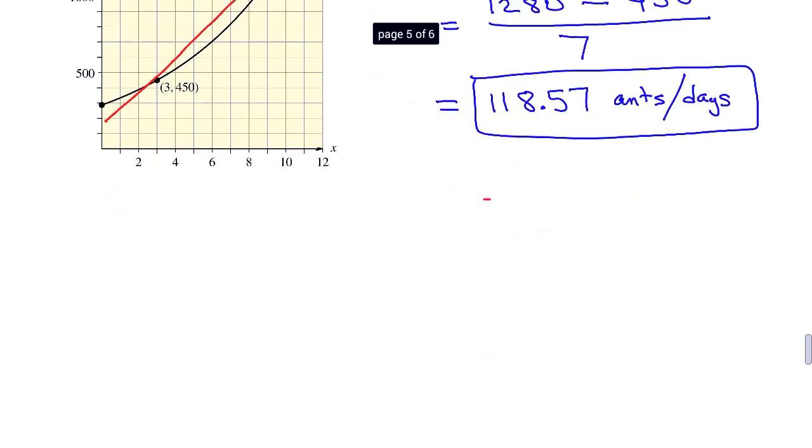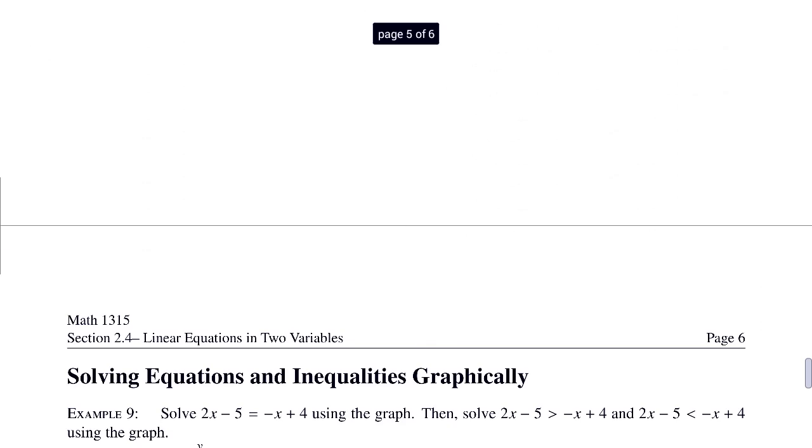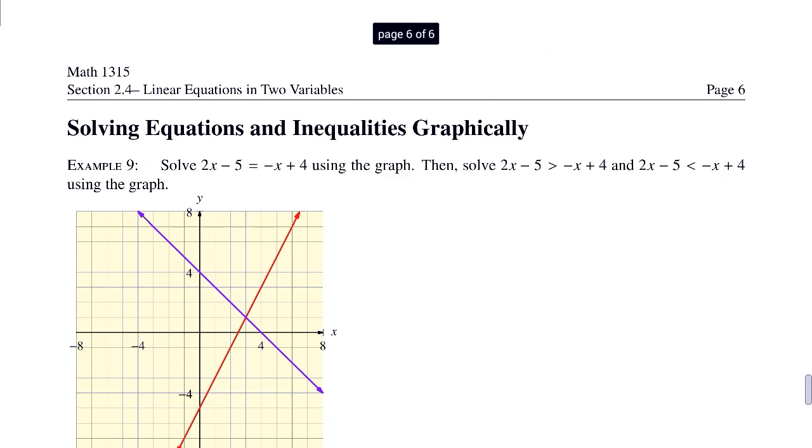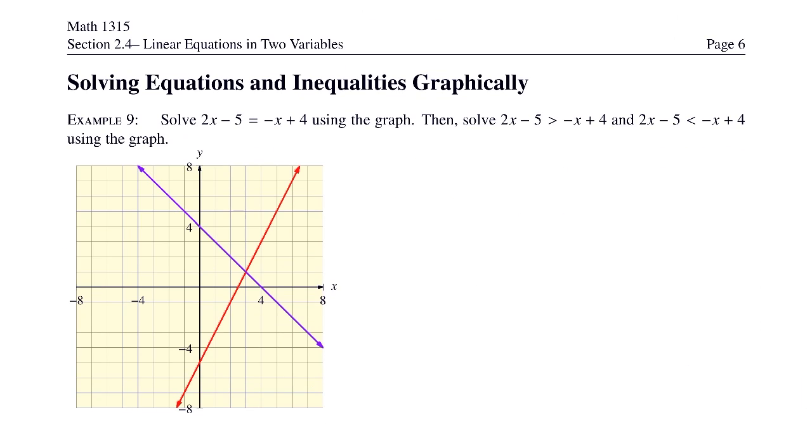Finally, let's look at solving equations and inequalities graphically. Example 9. Solve 2x minus 5 is equal to negative x plus 4, and then solve 2x minus 5 is greater than negative x plus 4, and 2x minus 5 is less than negative x plus 4. We'll do this using the graph.